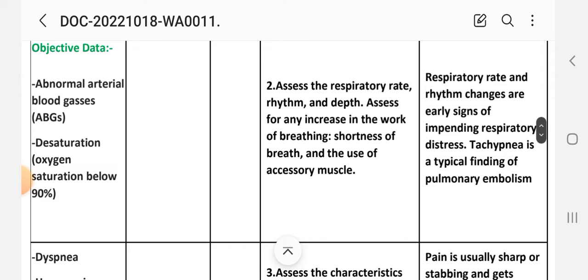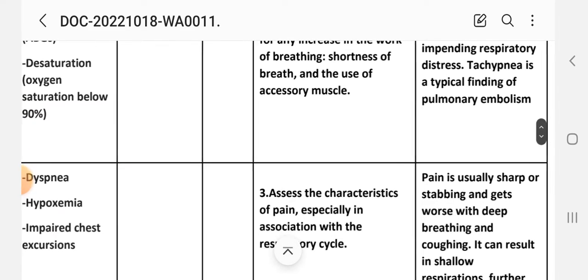Number second, assess the respiratory rate, rhythm, and depth. Assess for any increase in the work of breathing, shortness of breath, and the use of accessory muscles. Respiratory rate and rhythm changes are early signs of impending respiratory distress. Tachypnea is a typical finding of pulmonary embolism.